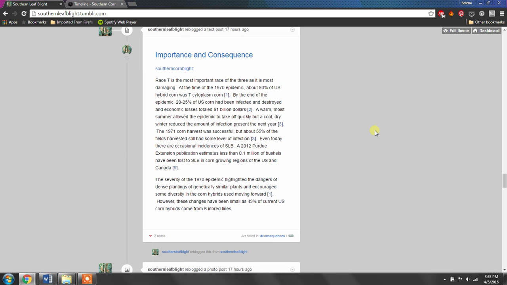And as we've referenced multiple times, both in class and in the presentation, this was part of the 1970 southern leaf blight epidemic. And this actually caused a huge problem for the U.S., totaling about $1 billion in economic losses. This is because at the time of the epidemic, 80% of U.S. hybrid corn was T cytoplasm corn, and about 25% of this corn was lost during the epidemic. And of course, a major result of that was farmers moving away from T cytoplasm corn and attempting to diversify their hybrid corn just a little bit.